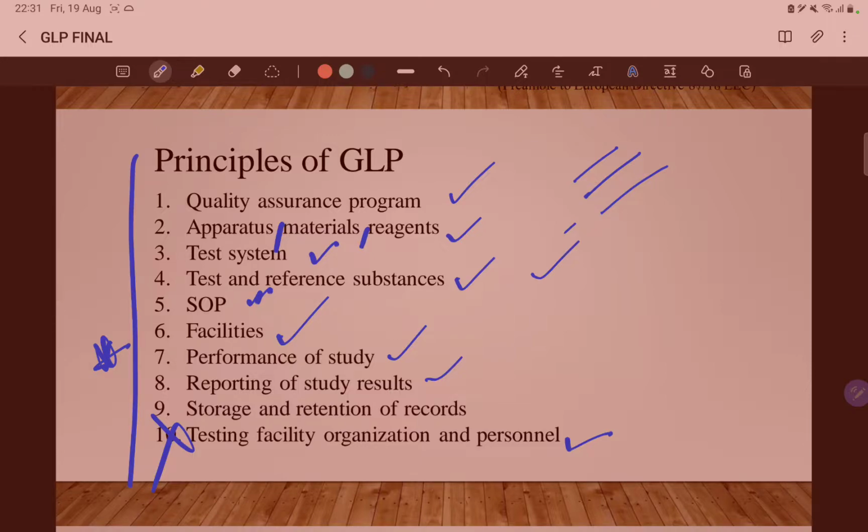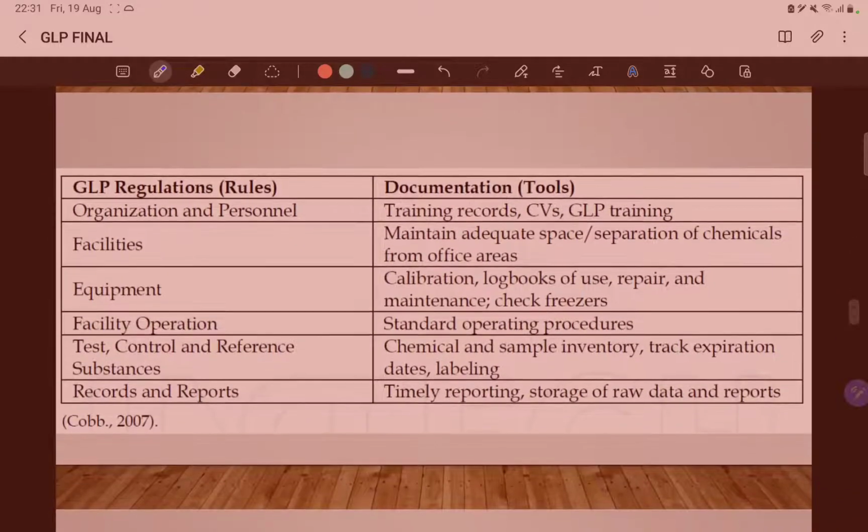Now the storage and retention of records: that is the study plan, the raw data, samples, inspection data and master schedules, SOPs, maintenance and calibration data. If any study material is disposed of before expiry, the reasons are to be justified and documented, along with an index of materials retained. So there are all these GLP regulations and documentations.